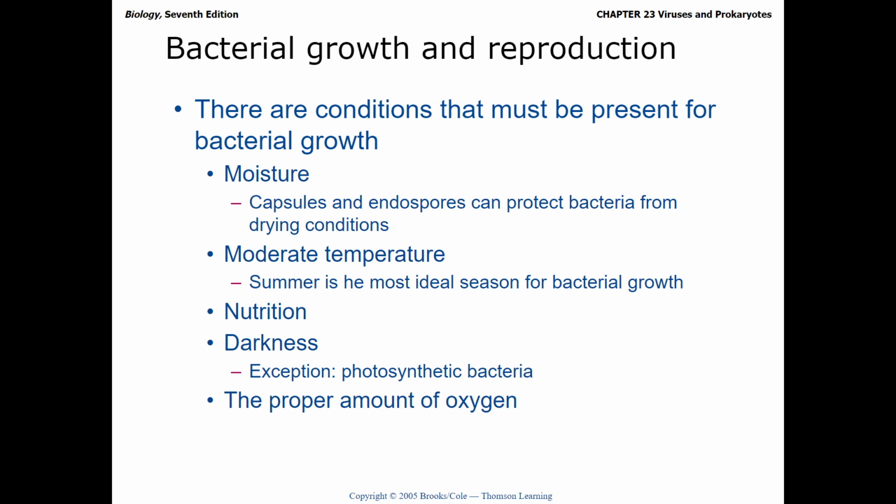It needs to protect itself from drying conditions. Now, summer would be the most ideal season for bacterial growth. We need a certain amount of heat, but extreme heat can kill bacteria. Nutrition varies, and darkness can also vary among different types of bacteria. Many prefer darkness because of the possibility of damaging UV radiation. And oxygen is required from facultative aerobes as well as obligate aerobes.